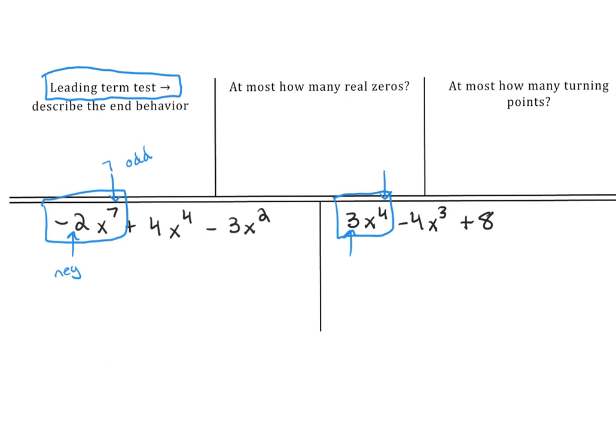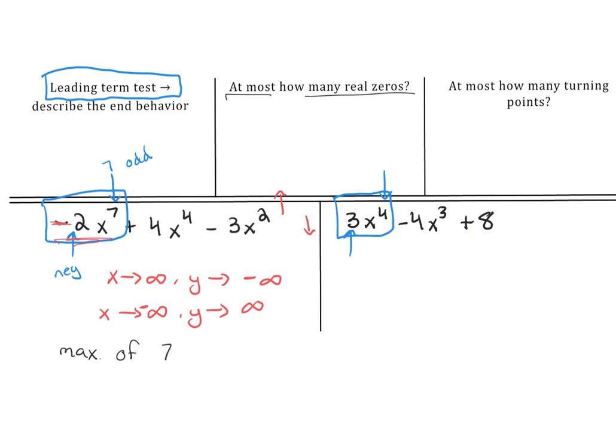So just by looking at that, we're going to describe the end behavior. So odd exponents, end behavior, are in opposite directions, and because it's negative, it's going to do this. These are the end points. So as x approaches positive infinity, y approaches negative infinity. And as x approaches negative infinity, y will approach positive infinity. So answering that just by looking here. And then at most, how many real zeros? Exponent 7 means there will be a maximum of 7 real zeros.